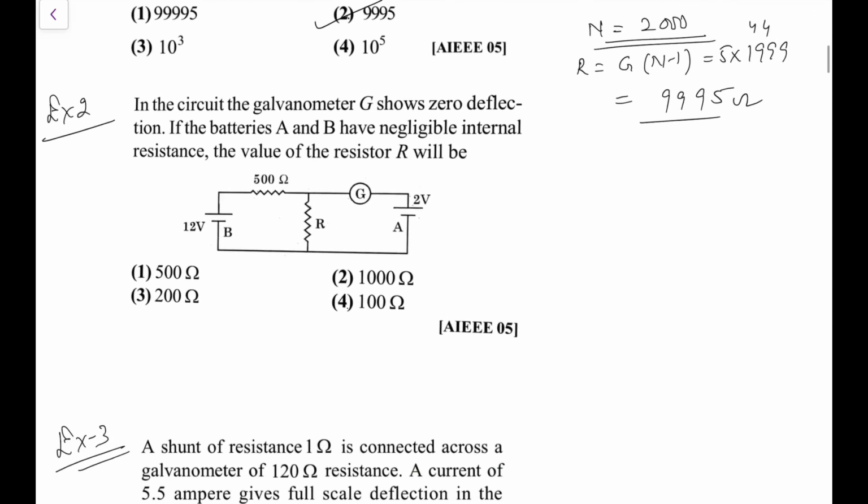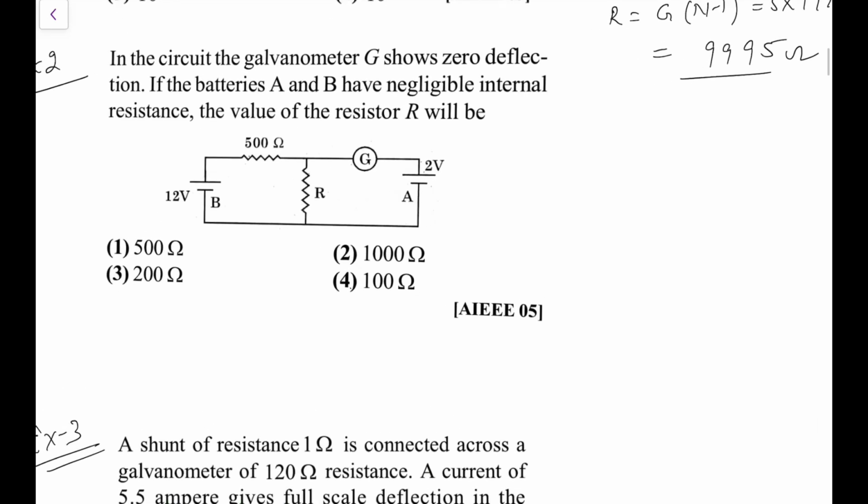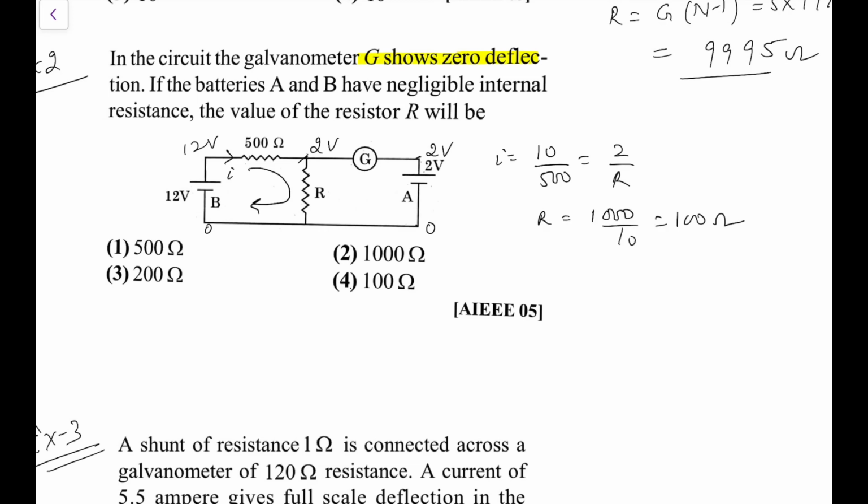Next, in the circuit, the galvanometer shows 0 deflection, that means no current is flowing. That means this and this will be at the same potential. So if I take this 0 volt, this would be 2 volts. This is 0 again. This would be 12 volts. And no current is flowing through this, that means the complete current will go like this. So the current through 500 ohm that we can write would be equal to 10 volt drop upon 500 ohms. That same current flows into this, that is, you can write it as 2 by R. So the value of R comes out as 1000 by 10, that is 100 ohms. So you can do this.